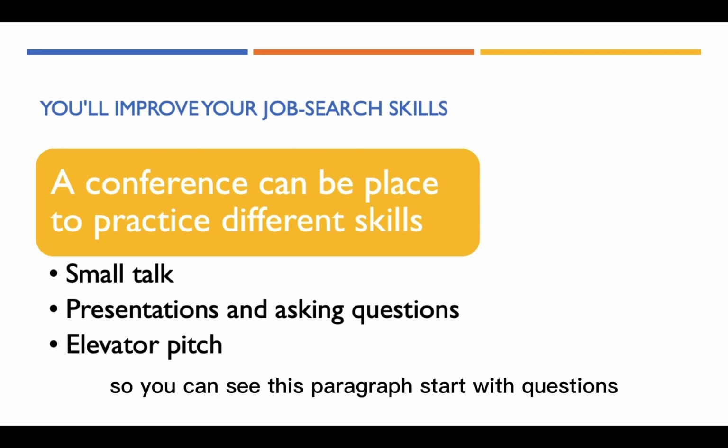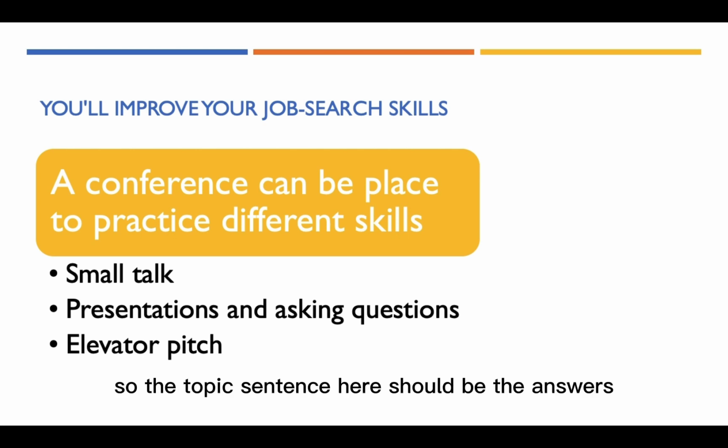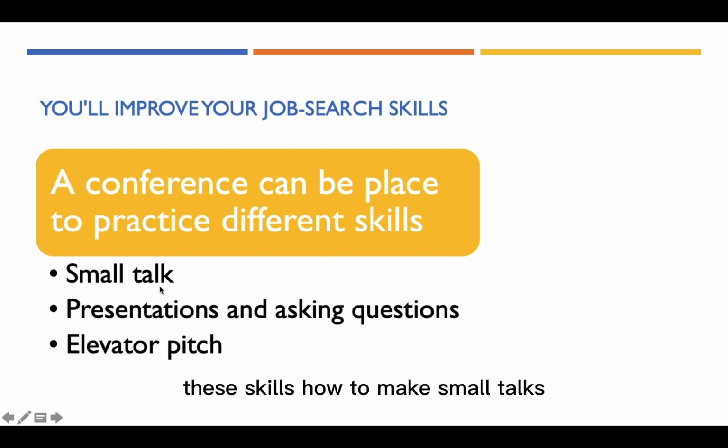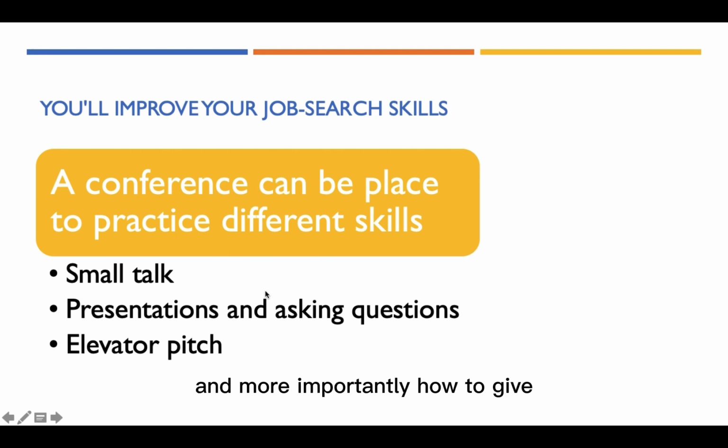So you can see this paragraph starts with questions. When we see questions, we want answers. So the topic sentence here should be the answer that follows these three questions. A conference can be a place for you to practice these skills. How to make small talk, and how to give presentations and ask questions, and more importantly, how to give an elevator pitch. Okay, so these things were already mentioned in the previous lecture.